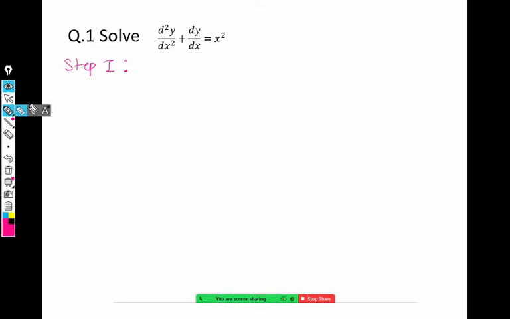Step 1: we come to Yc. Consider the auxiliary equation. So what is the auxiliary equation? D square plus D.